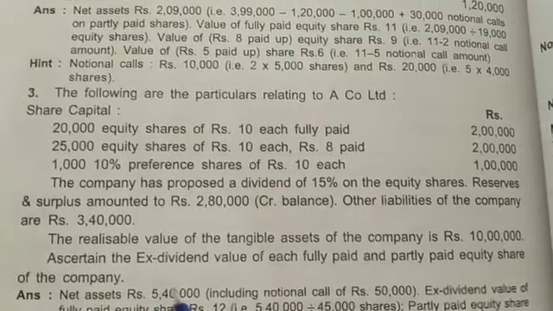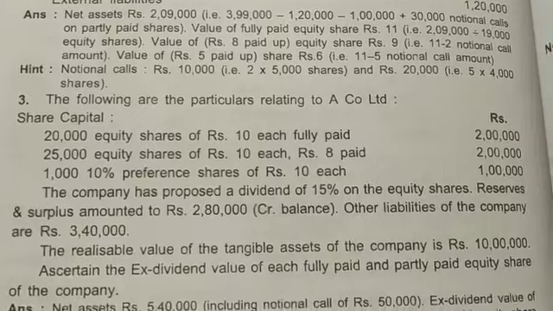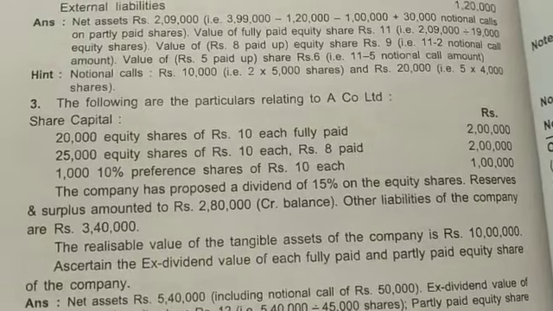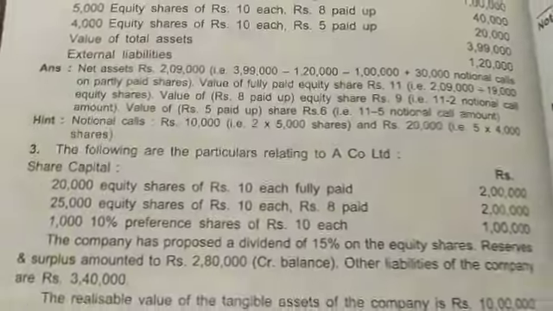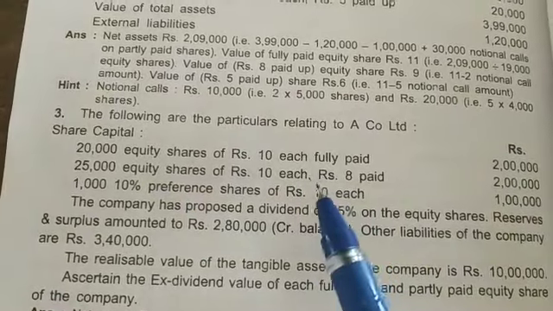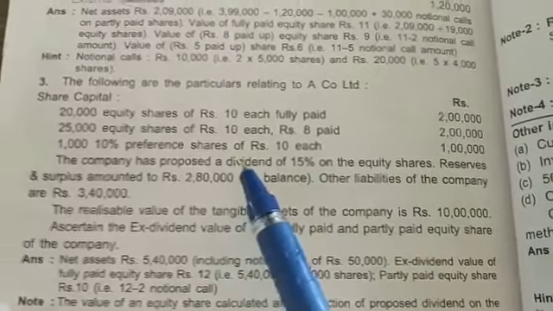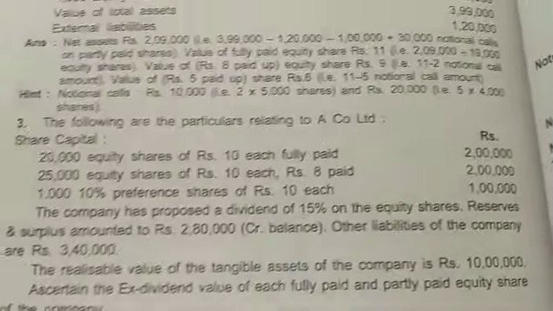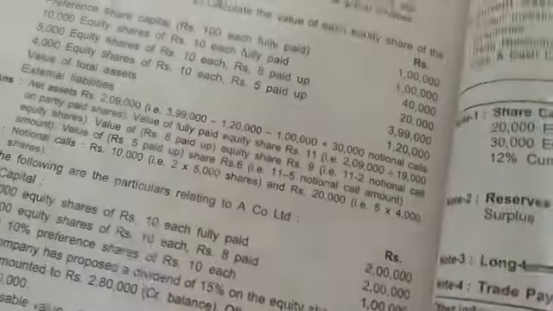This is a problem, so I will explain how we have to solve it. In this problem they have given both partly paid and fully paid shares, 10 fully paid and 8 partly paid. Preference shares are also given. So referring to this, I am going to solve problem number 3.